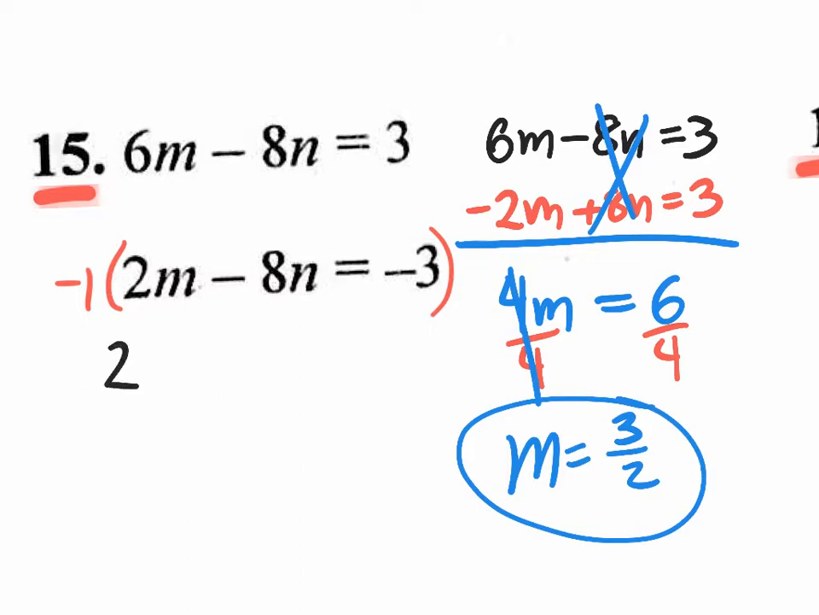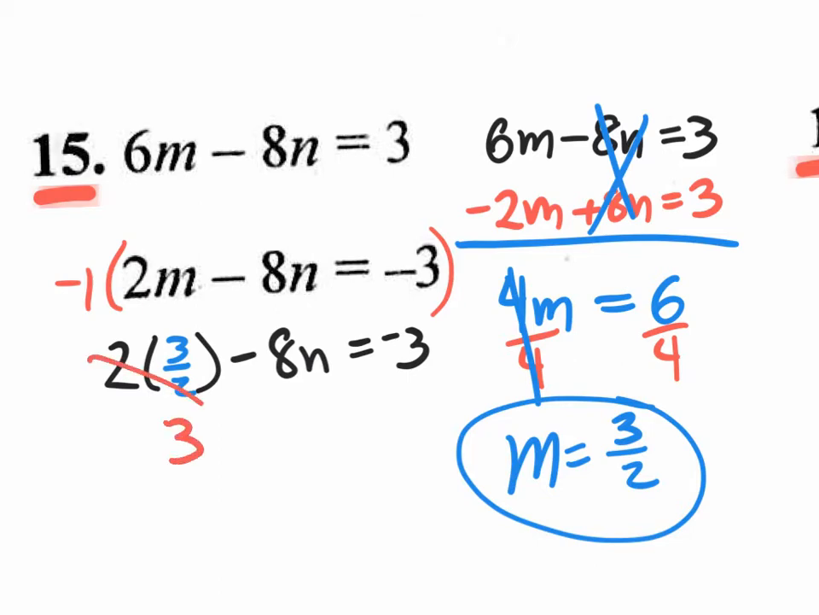Why? Check this out. 2m. Instead of m, I'm going to write 3 halves. And then minus 8n equals negative 3. Check this out, guys. When I multiply a number times a fraction with the denominator being the same as that number, what happens? They cancel. So this 2 and that 2 cancels. You just have a 3 left over. Even if you did not see that, you could still say, okay, 2 times 3 is 6. 6 divided by 2 is 3. But it's easy to just cancel out those 2's. You have a 3 left over. Minus 8n equals negative 3.